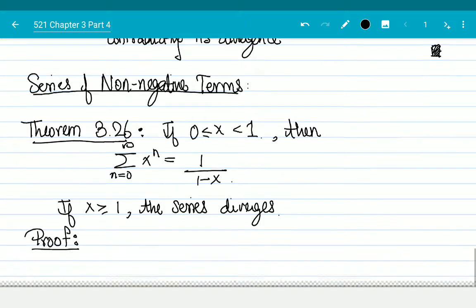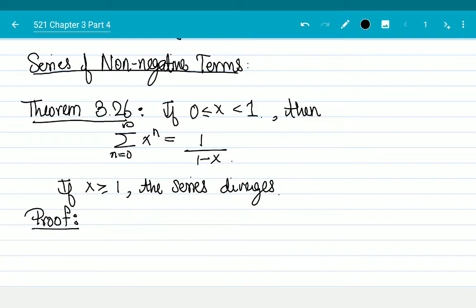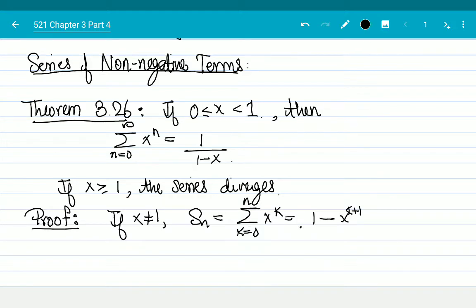Proof. If x is not equal to 1, we can define Sn to be summation k equal to 0 to n of x to the k, which in that case is equal to the mathematical identity (1 minus x to the n plus 1) over (1 minus x). Okay. Now the result follows from letting n go to infinity.